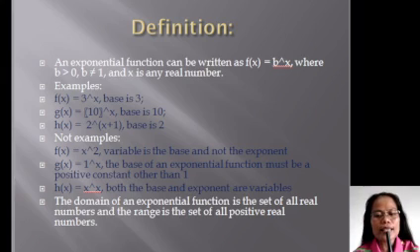Why is it that this is not an example of an exponential function? Because the base of an exponential function must be a positive constant other than 1. So it should not be 1. Number 3, h of x is equal to x to the power of x. It is not an example of an exponential function because both the base and exponent are variables.